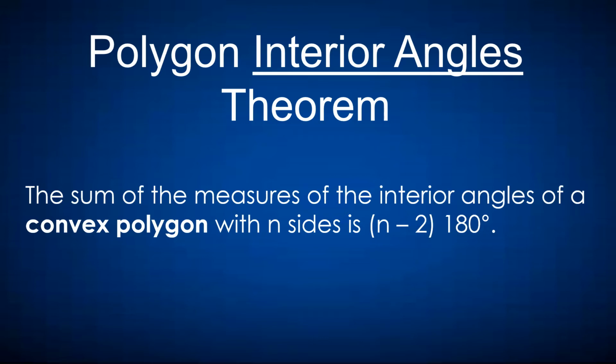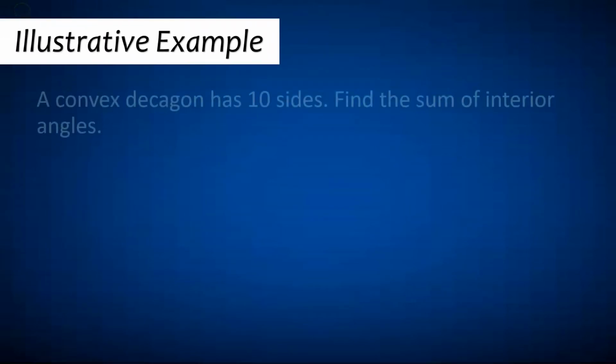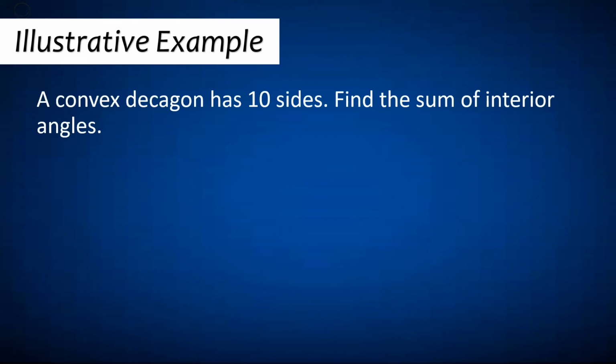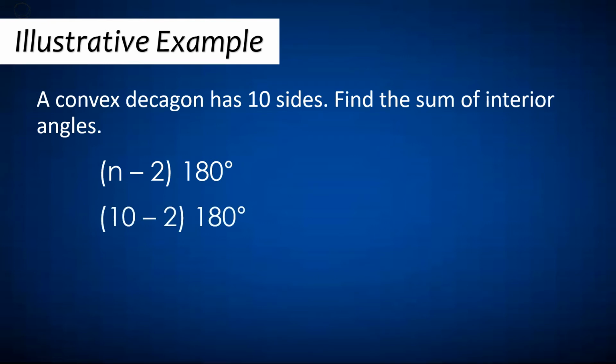So let's have an example. A convex decagon has 10 sides. Find the sum of interior angles. So by using the formula n minus 2 times 180, we know that n stands for the number of sides. And given dun sa problem natin na yung sides daw ay 10. So all we have to do is to substitute 10 dun sa position ni n. So magiging 10 minus 2 times 180.